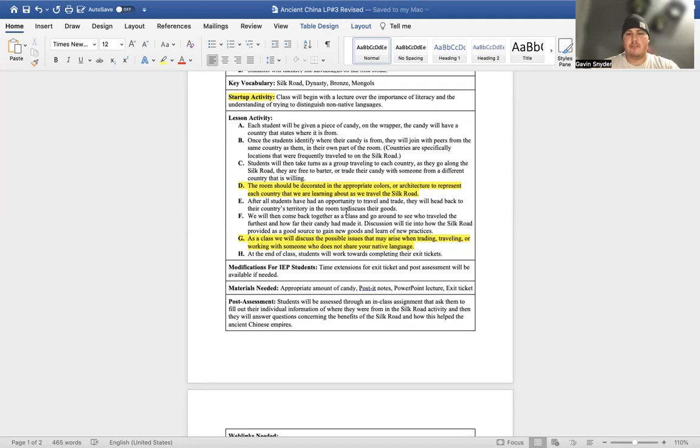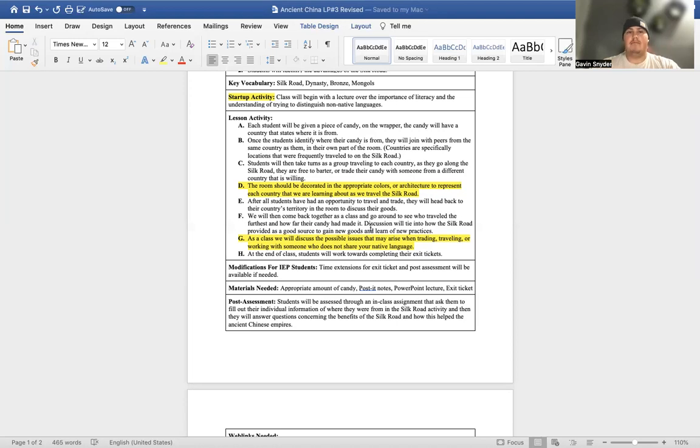Then after all the students have had an opportunity to travel and trade, they will head back to their country's territory in the room and discuss their goods. "Hey, what do you get?" Stuff like that. They could trade amongst themselves if they wanted to. Also, then we'll come back together as a class, split away from the countries, head back to normal seating, and we'll see who traveled the furthest.